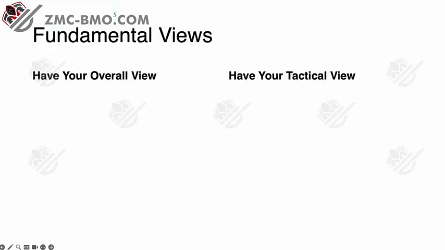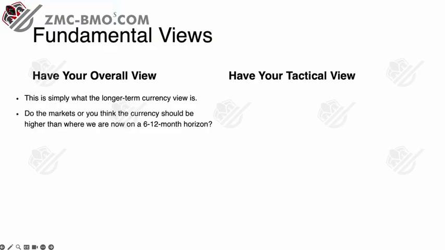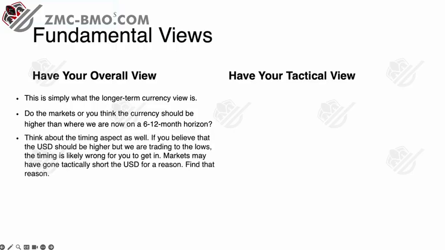So fundamental views. Have your overall view and then have your tactical view. Firstly, let's start off with what's your overall view. This is just simply what the longer term currency view is. So where should euro dollar be on a 3 to 6 month horizon? Do the markets or you think the currency should be higher than where we are now on a 6 to 12 month horizon? And think about the timing aspect as well. If you believe that the dollar should be higher, but we are trading at the lows, the timing is likely wrong for you to get in. Markets may have gone tactically short the dollar for a reason.